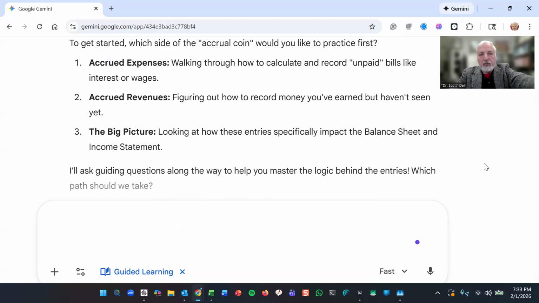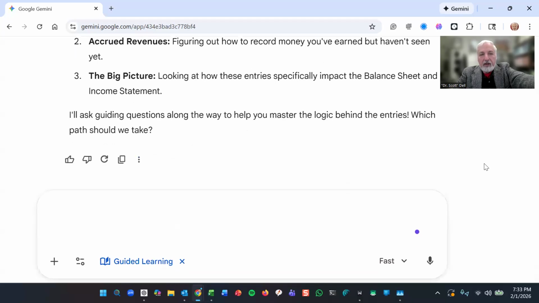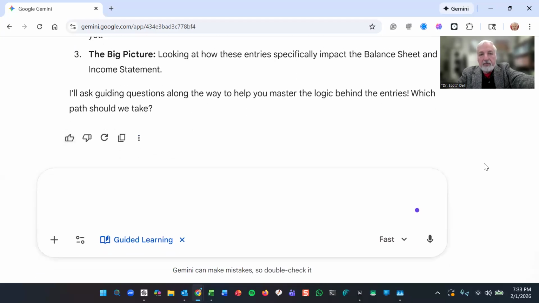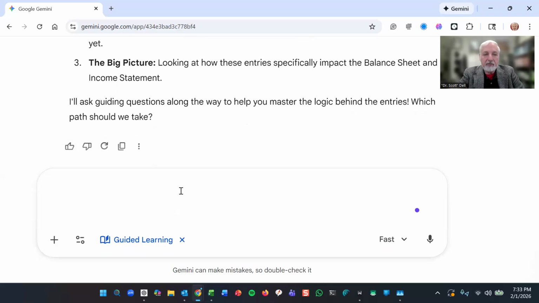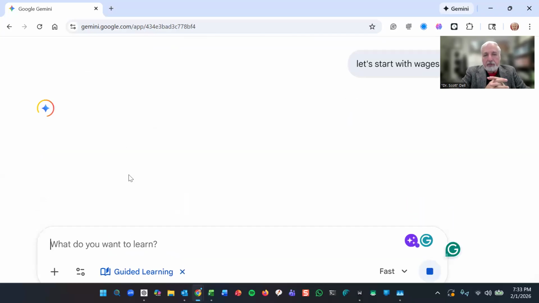Accrued expenses, walking through how to calculate. We'll walk through that. I'll ask guiding questions along the way. Which path should we take? Okay, let's start with wages. And let's see what it proposes.